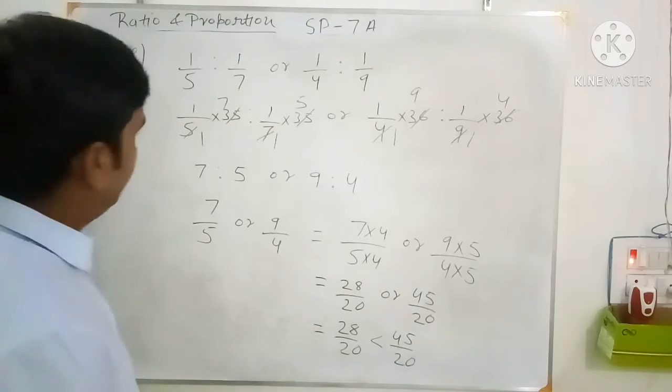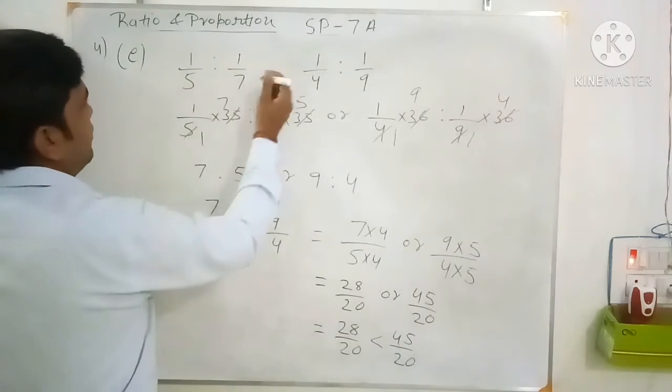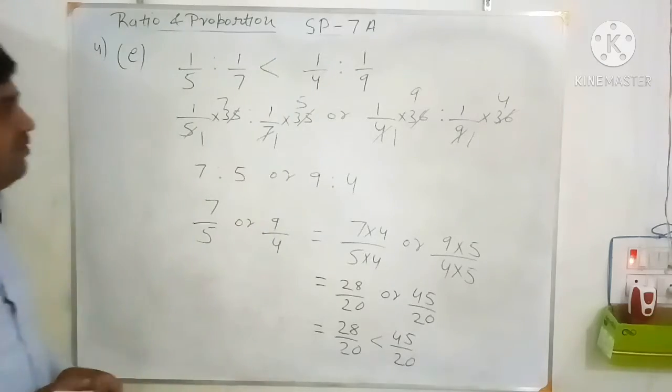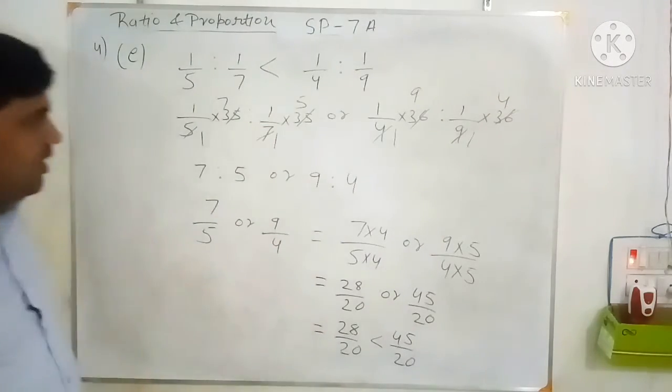Now we got our answer. So on the place of this you can write 1 by 5 is to 1 by 7 is less than 1 by 4 is to 1 by 9. That is the final answer. After this we can write these things. Okay.